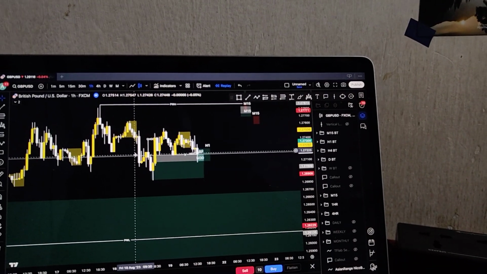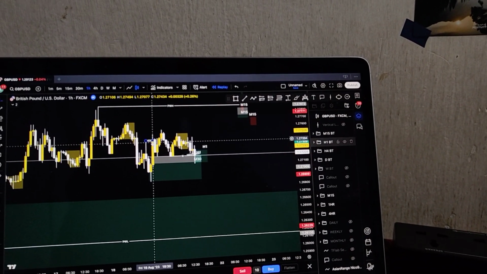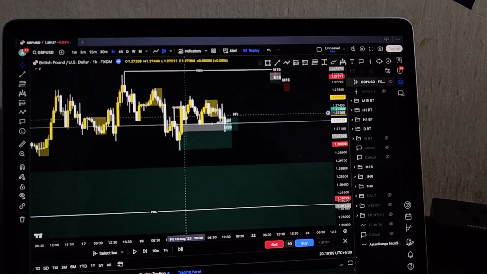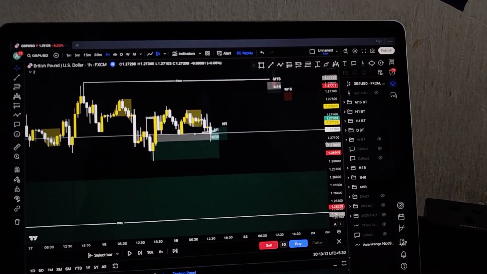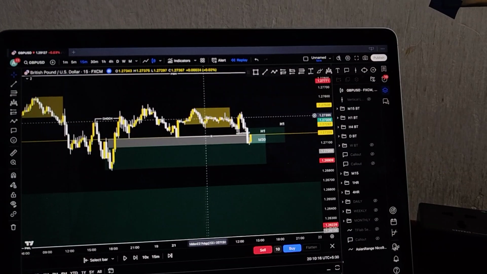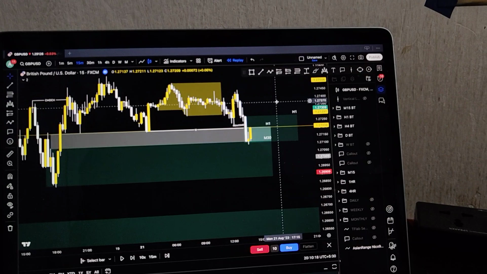This demand zone was made on Friday, so it was a good demand zone. There was a change of character from that demand zone right there, so it was also a very, very valid demand zone. And what we did was, we went to the lower time frames to look for an entry signal right here.